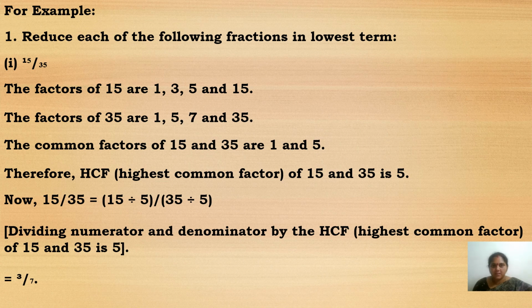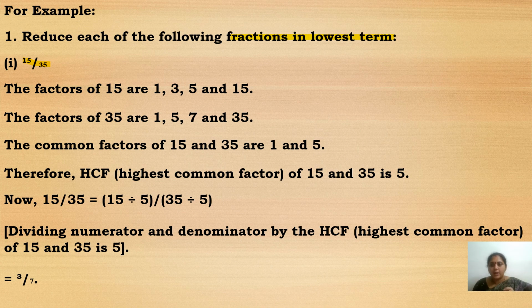So what is the number we have taken here? Reduce each of the following fractions to lowest terms. What is our example here? 15 by 35. 15 by 35 is my fraction, and that fraction I have to convert into lowest fraction, that means smaller fraction. How am I going to do this now?